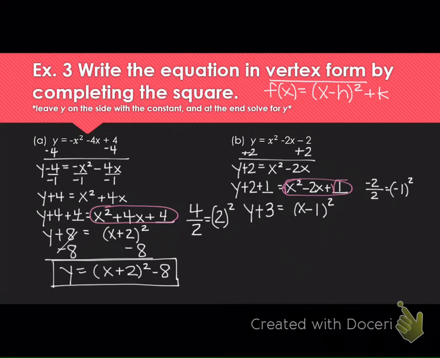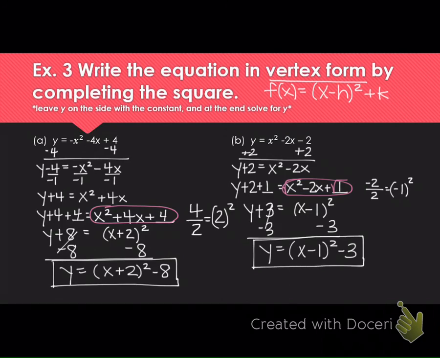Now, remember, to finish this, we're not solving for x this time. We're solving for y. So what do I need to move so that y is by itself? I'm going to subtract 3 from both sides. So y equals (x minus 1) squared minus 3. Is that vertex form? 100%. Yes, and that is 9.4.